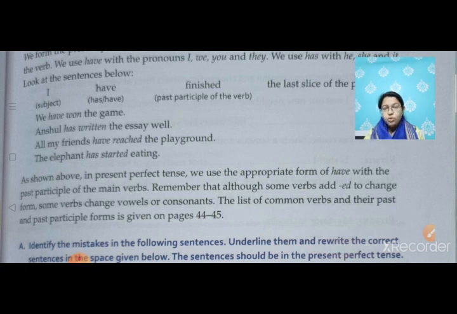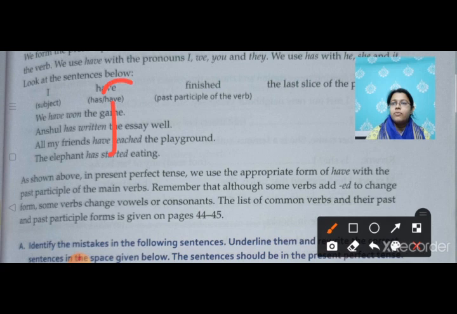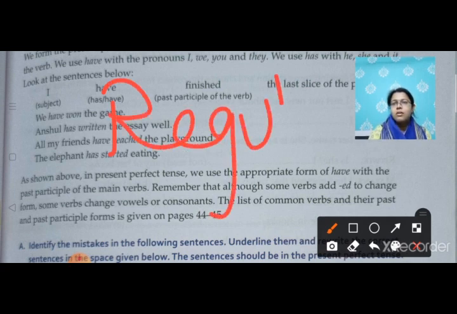So students, I hope that you have understood the formation of present perfect tense. As shown above, in present perfect tense, we'll use the appropriate form of have with the past participle of the main verbs. Remember that although some verbs add ed to change the form, some verbs change vowel or consonant. जैसे कि मैंने आपको अभी बताया कि verbs are divided into two parts. One is regular and another is irregular.